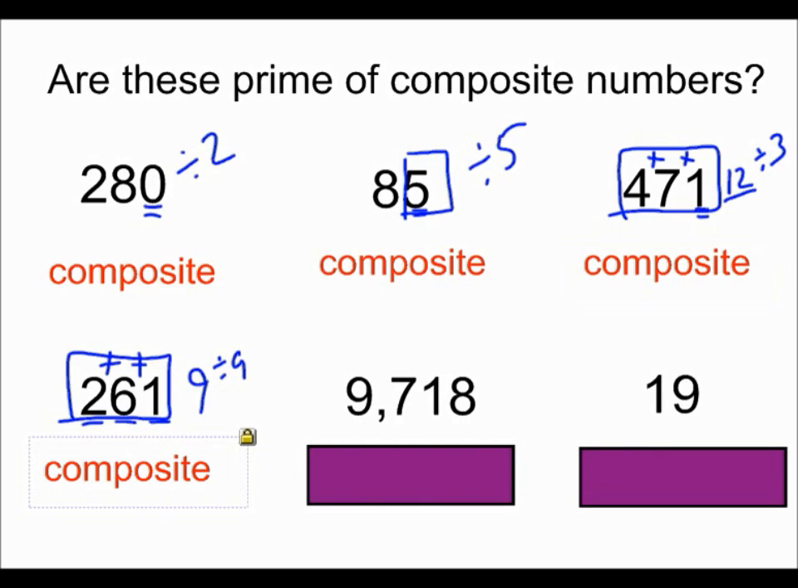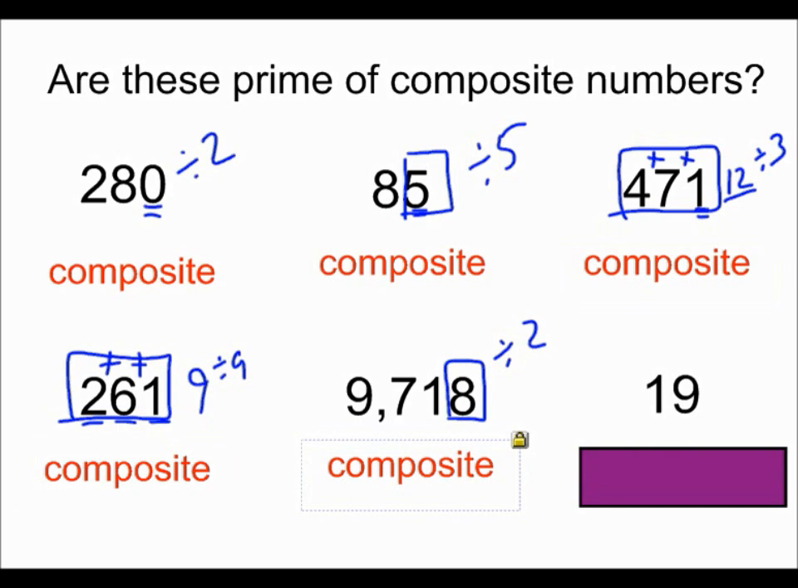The next one's easy. All you need to do is look at that last digit. It's an even number. And remember, 2 is the only even number that is prime. So since 2 goes into this, it has more than 2 factors. It's a composite number.